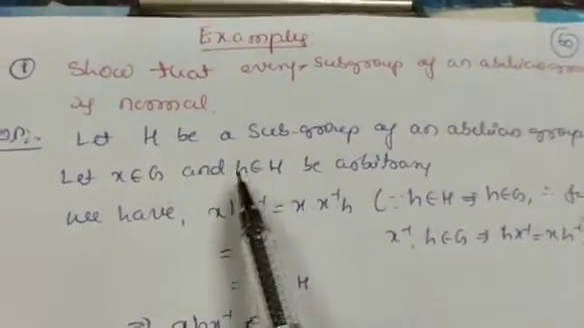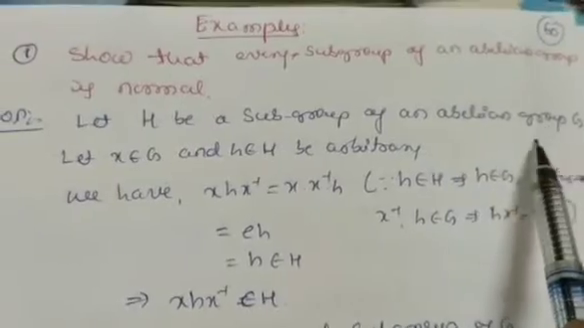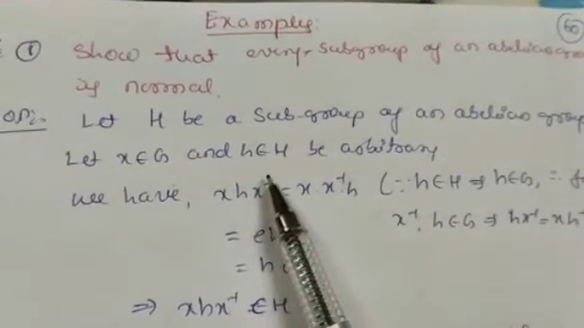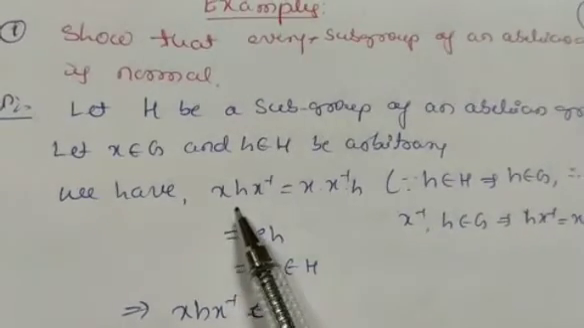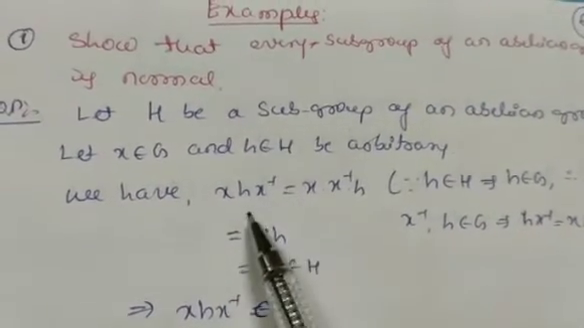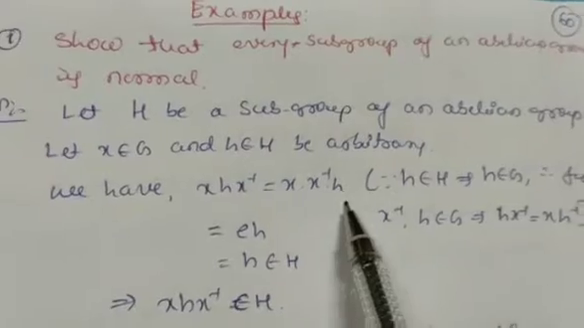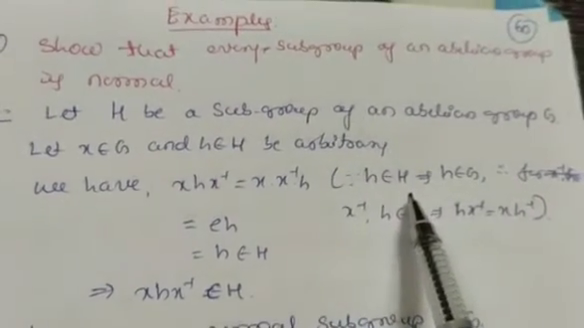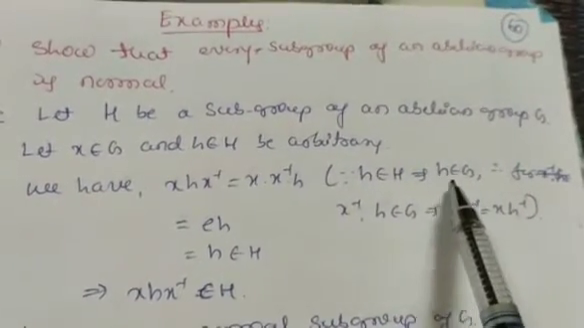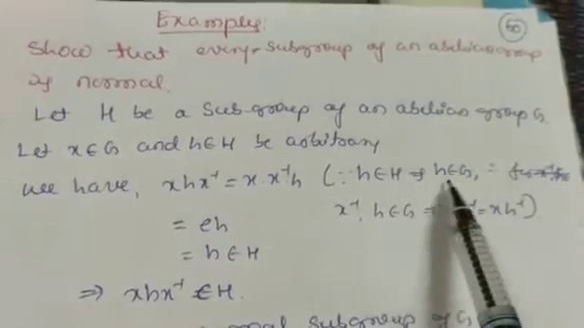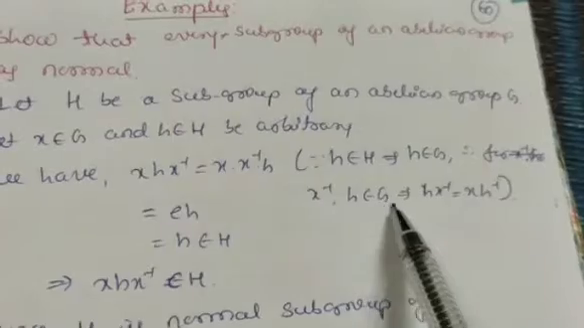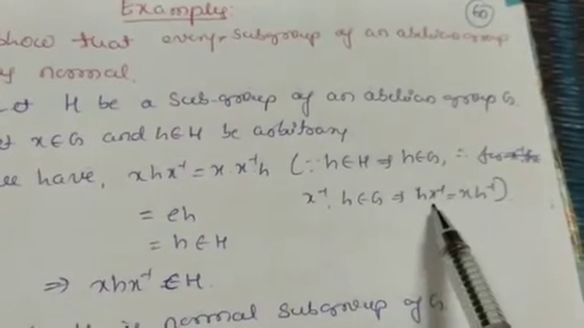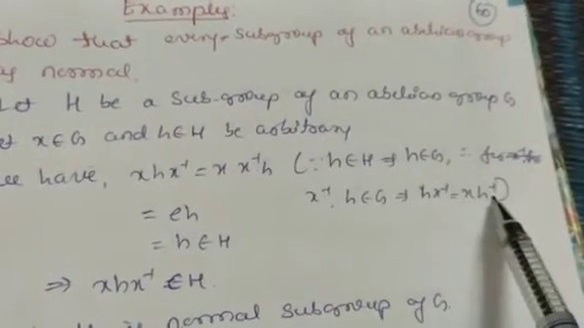Let H be a subgroup of an abelian group G. Let x belong to G and h belong to H be arbitrary. So now we have x h x inverse. Since h belongs to H, h also belongs to G because H is a subset of G. Therefore, since G is abelian, h x inverse equals x inverse h.